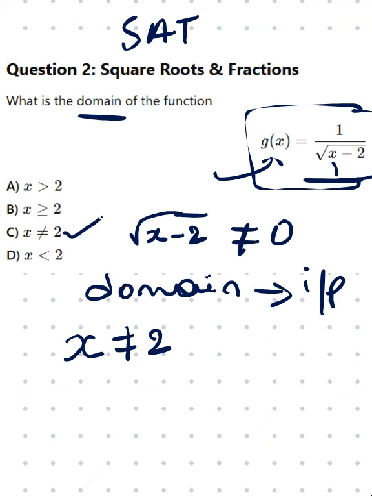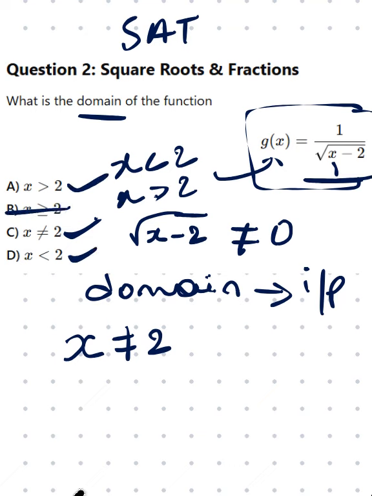We got an option here. That means it can be less than 2 or it can be greater than 2, but it should not be equal to 2. So we are eliminating B and we consider the last two here.